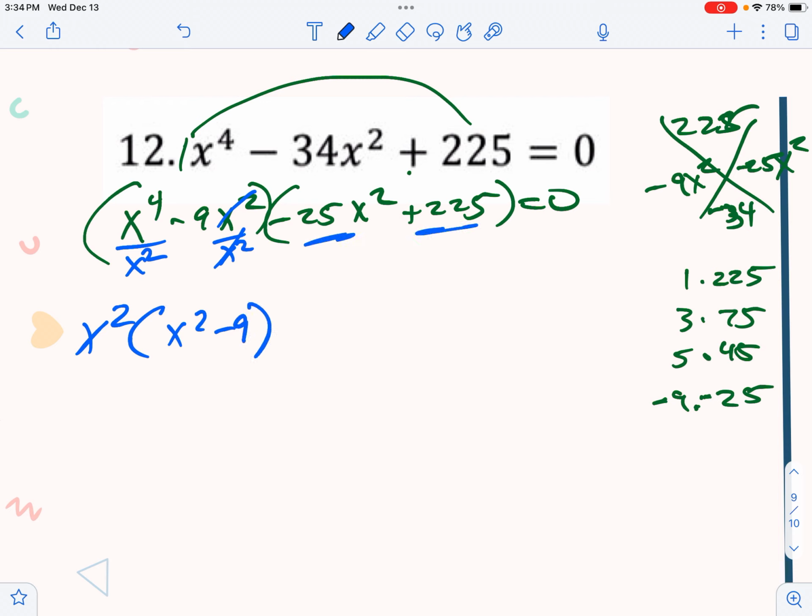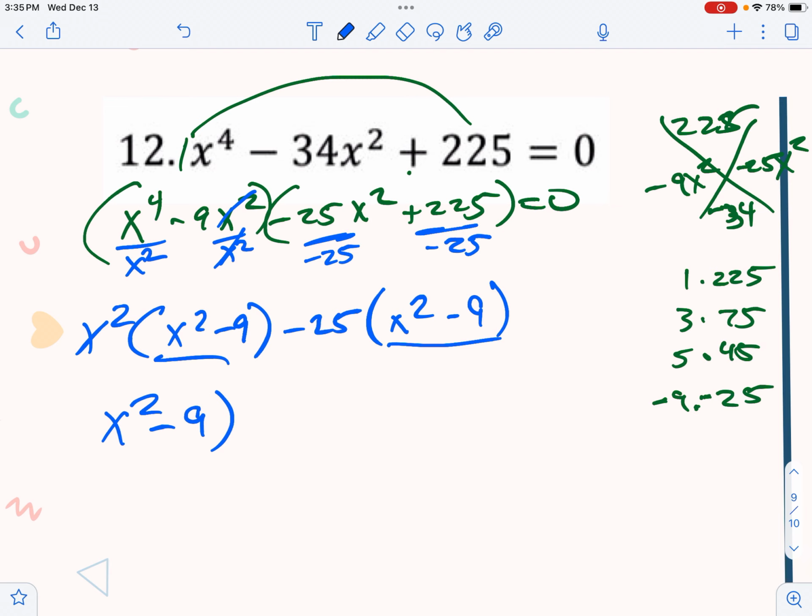I want my first term to be positive, second term to be negative. So I'm going to factor out negative 25. Minus 25, I'm going to have an x squared, and then minus 9. 25 times 9 is 225. These are the same. And what I factored out is my other set of factors.